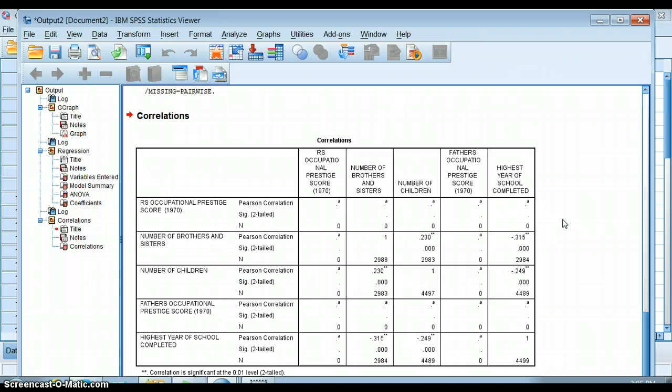What it does is, it gets really messy. I think there's some problems with occupational prestige score, right? So this kind of mucked up our charts. Really, all of these should be filled in. But we do see that it shows us the correlation between number of children and number of brothers and sisters. It tells us whether or not that correlation coefficient is significant, which means it's testing whether or not it could possibly be 0. And we also see there's a relationship here between highest year of school completed and number of brothers and sisters. So it's negative 0.315. And that's also significant.